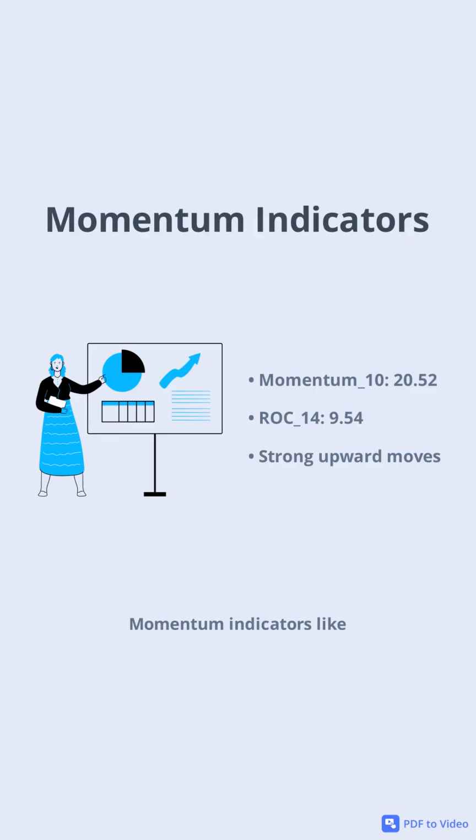Momentum indicators like the 10-day momentum, 20.52, and 20-day momentum, 66.01, show that TSLA has experienced strong upward moves recently. The rate of change, ROC14, at 9.54 and the percentage rate of change, ROCP14, at 0.095 further confirm this positive momentum. These indicators suggest that buyers have been dominant over the past few weeks.